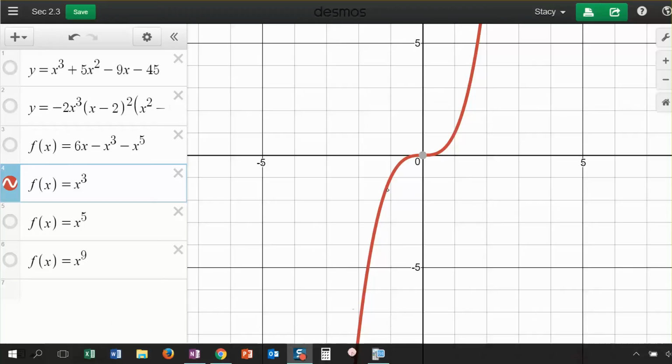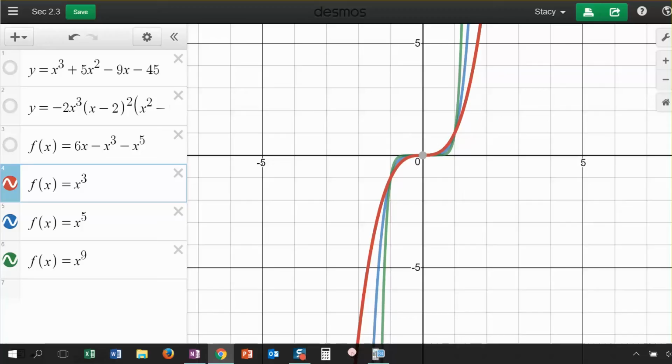Notice that my x cubed function, which is graphed here in red, comes up from the left-hand side, scooches over, and goes off to the right-hand side. So it comes up from the third quadrant and moves off into the first quadrant. Now, when I graph x to the fifth, I still have a similar shape. It's just starting to creep in a little closer to the y-axis.